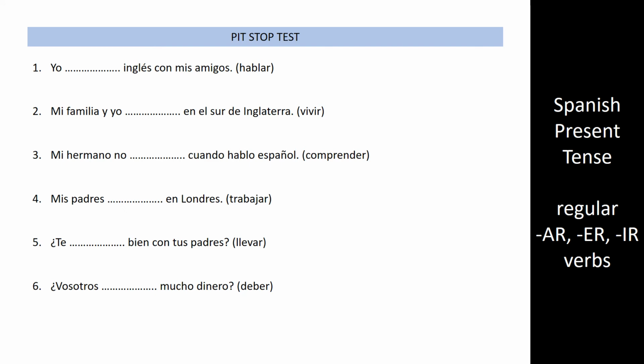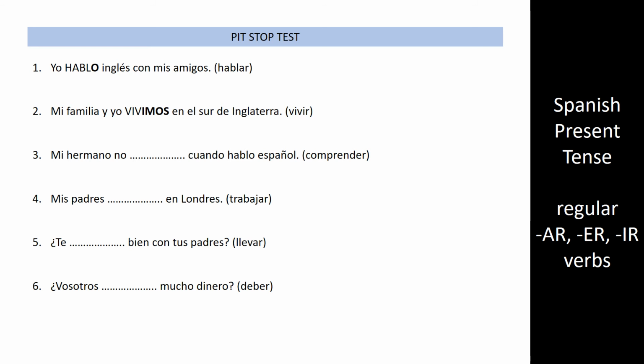So for number one, I've given you the yo, so I, we have an AR verb, take off the AR and you replace it with an O. Hablo inglés con mis amigos, I speak English with my friends. For number two, it's mi familia y yo, my family and I, so that is we, isn't it? So you want the we ending for vivir, an IR verb, the we ending vivimos, so vivimos. My family and I live in the south of England.